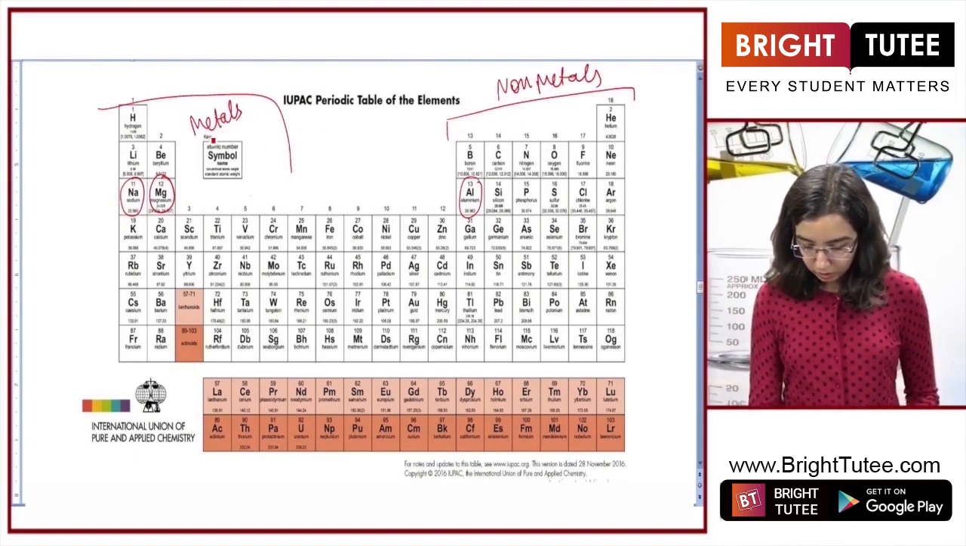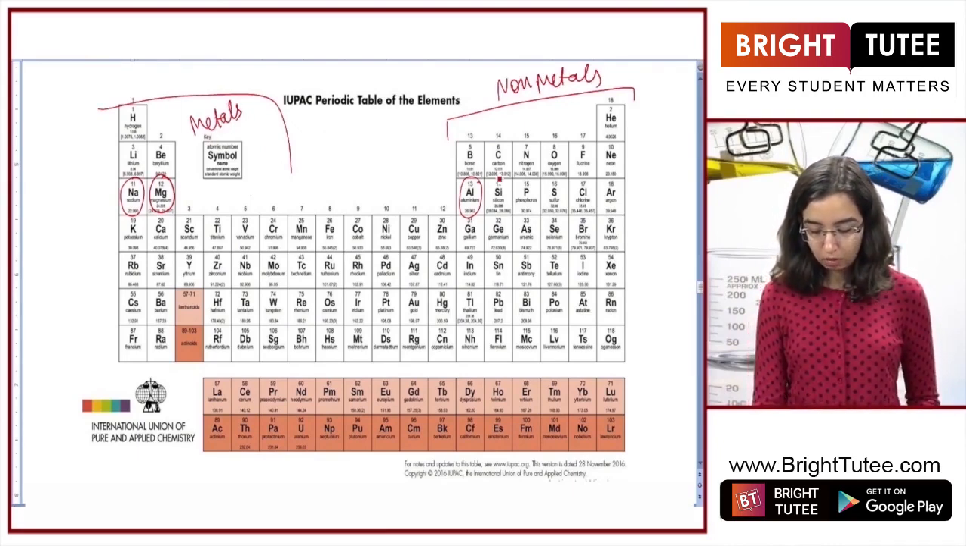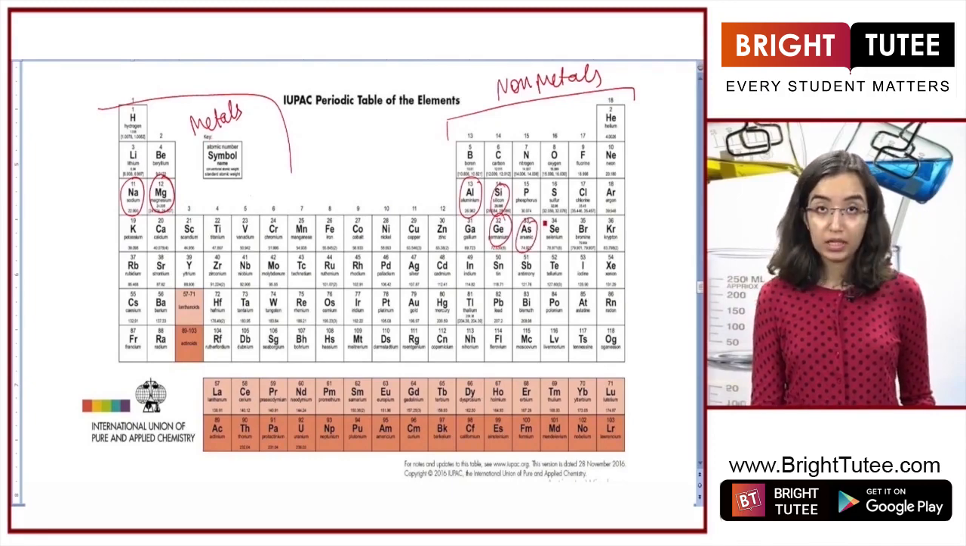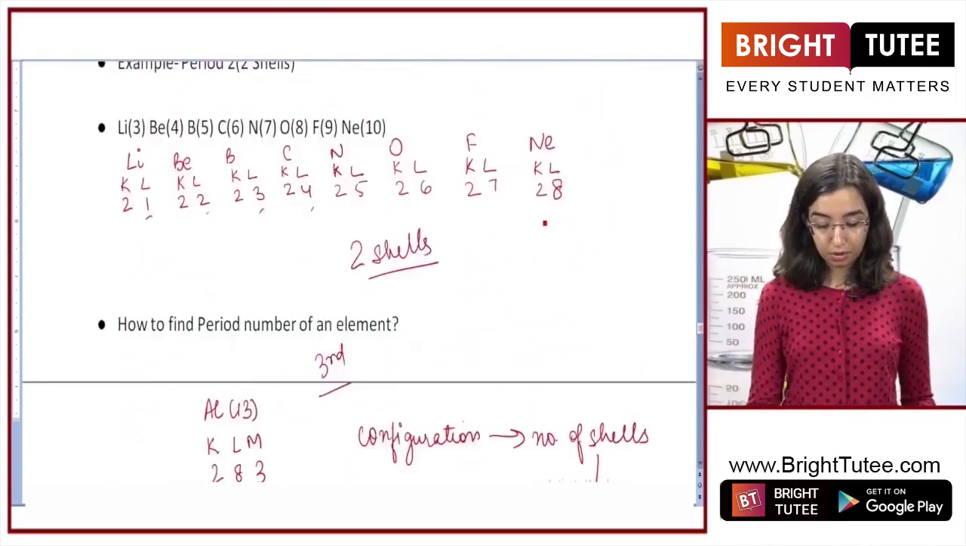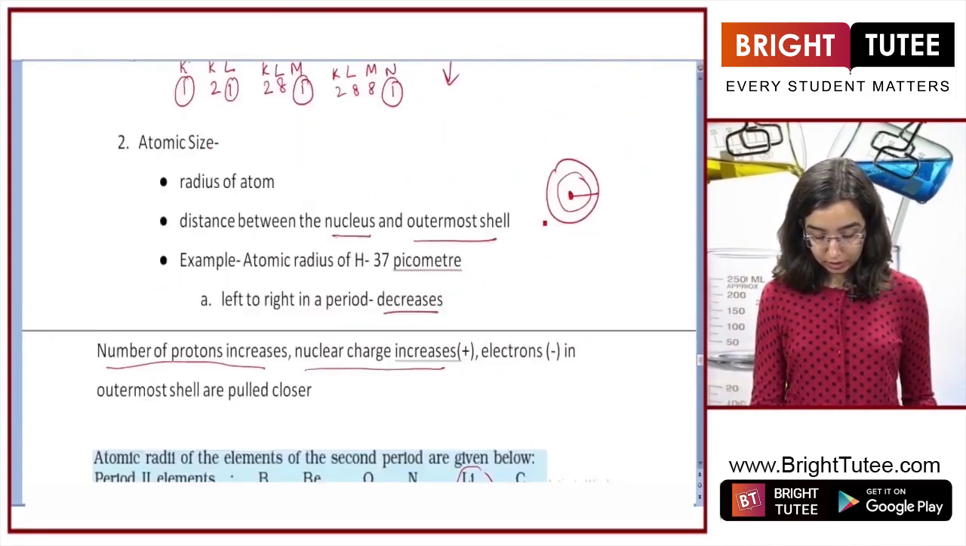Now, somewhere in between, we also have some elements which are called metalloids, like silicon and germanium. These do not show properties of only metals or only non-metals. They show both the properties. Because they show both, they are called metalloids.